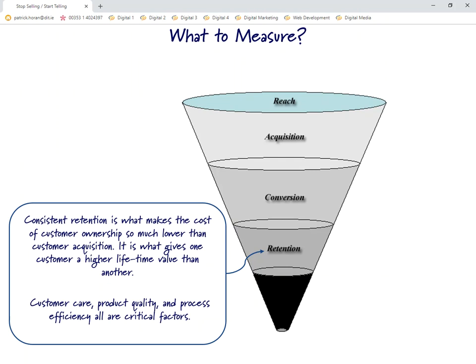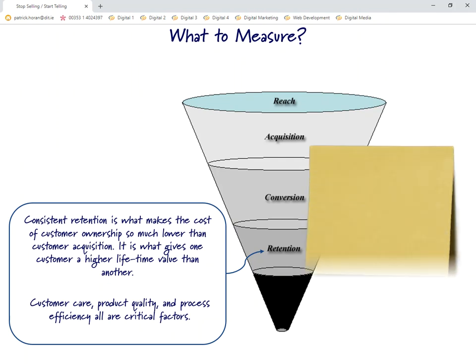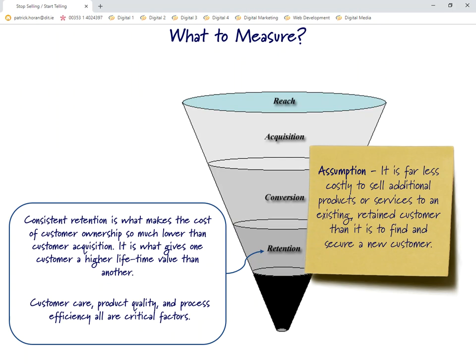Because I'm going to talk about something here called the 80-20 rule, which means that 80% of your business comes from 20% of your customers. So once you actually get them to buy from you, then it's cheaper to try and get these same people to buy from you again and again and again. Okay, so that's the assumption there.